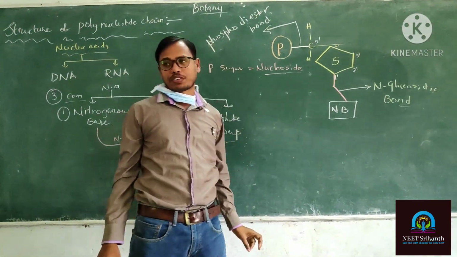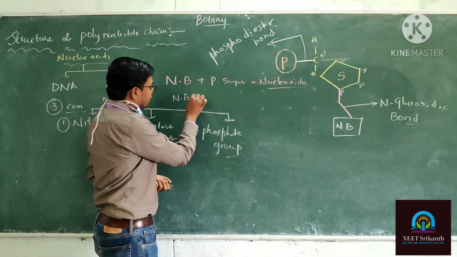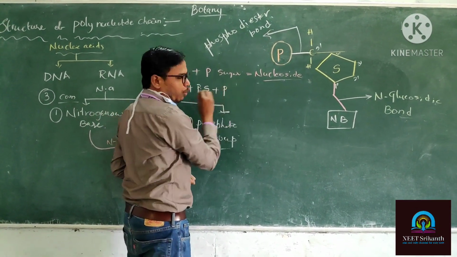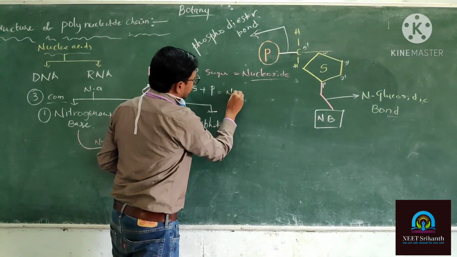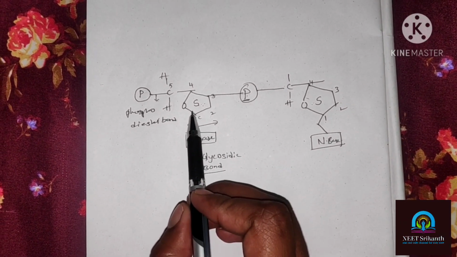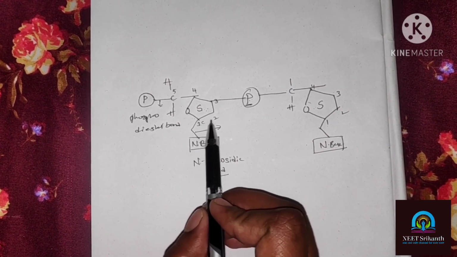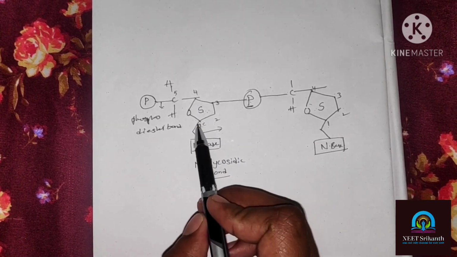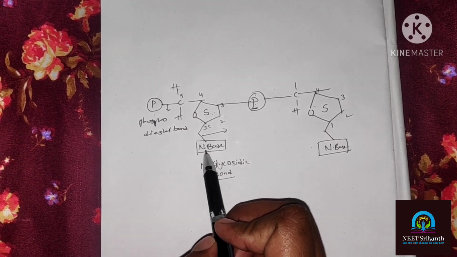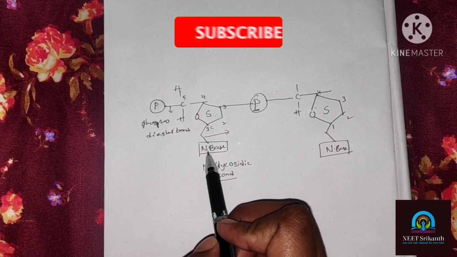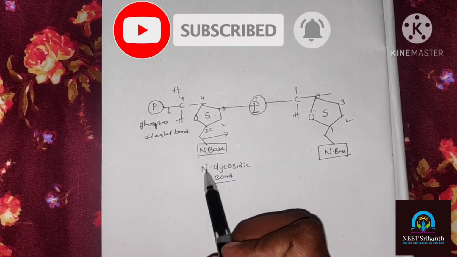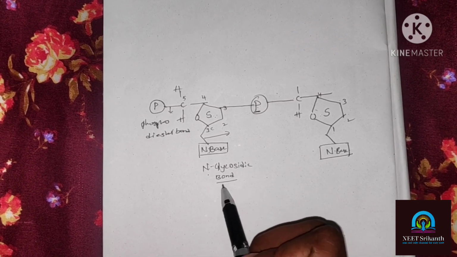This is also very, very important. Nitrogen base plus pentose sugar plus phosphate group is equal to nucleotide. So here the pentose sugar is there. It has 5 carbons, 1, 2, 3, 4, 5. The first carbon position of the pentose sugar is going to bind with the nitrogen base, either purine or pyrimidine. So between the pentose sugar and nitrogen base, the bond is called N-glycosidic bond.